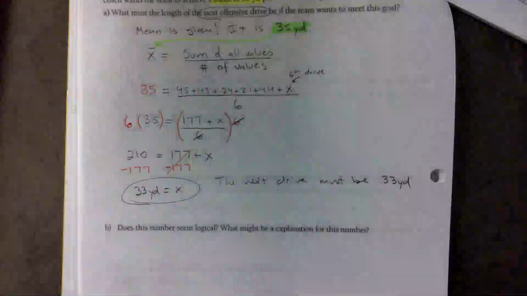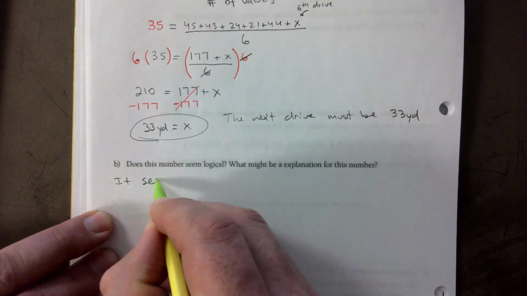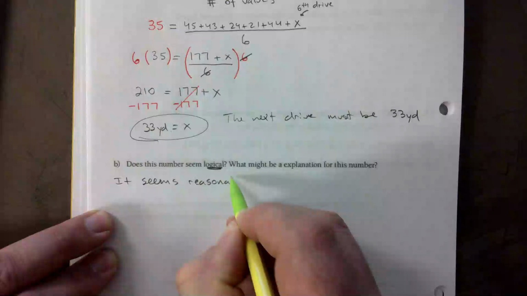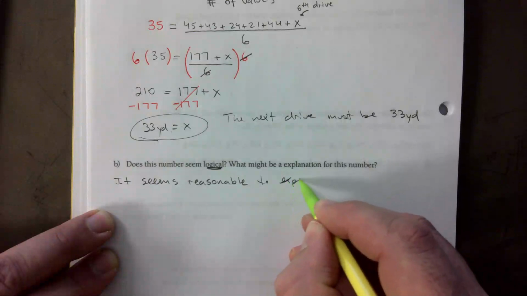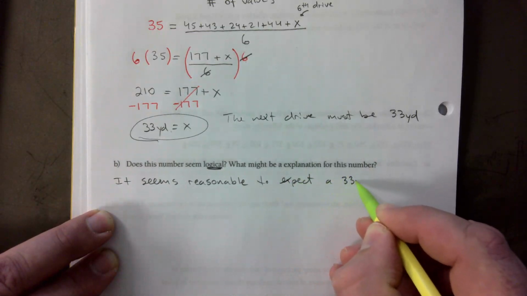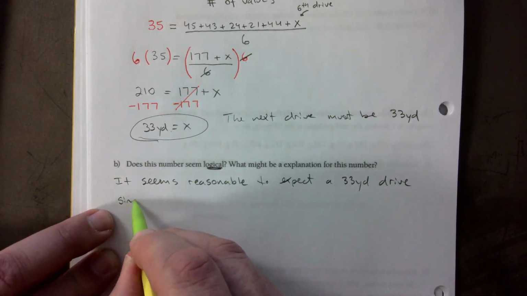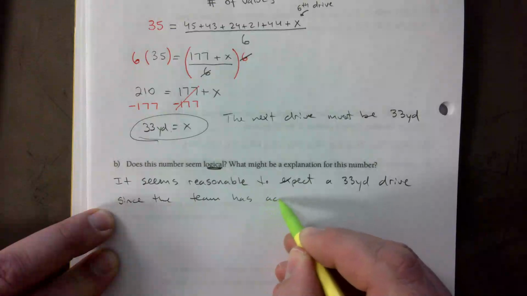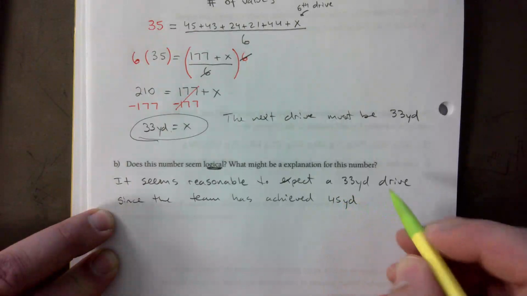Okay? So I will just say this. It seems logical is the same thing as reasonable. To expect a 33-yard drive since the team has achieved 45 yards before.